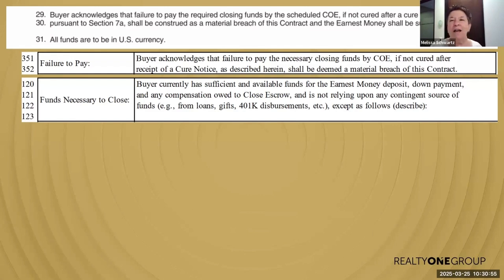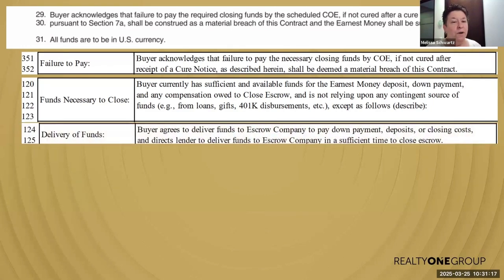How many times have we had a buyer say, oh, we're waiting for that funding to come in. They're waiting to sell that stock, but they don't want to sell it yet. We're going to wait another few days. Okay, we'll get it. It's coming. They have to disclose this up front. Your seller gets to know that, right? So delivery of funds, of course, agrees to deliver down payment deposits in sufficient time to close escrow. Same thing that we had on the page before.